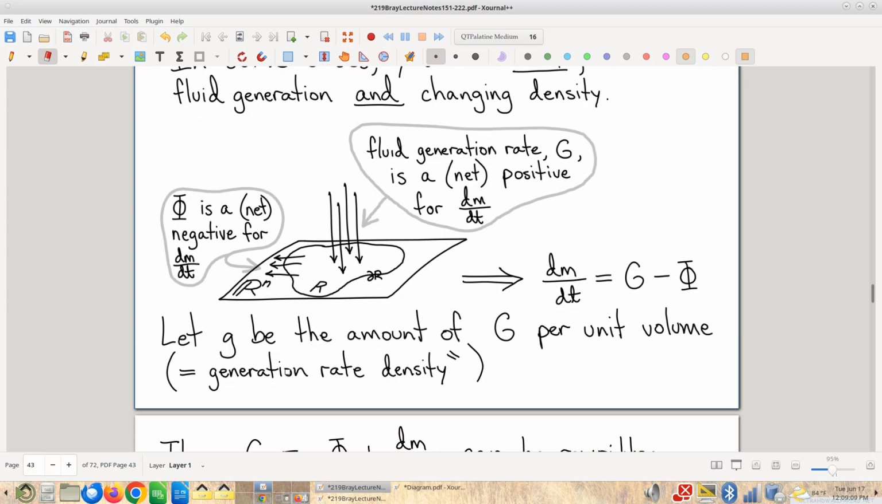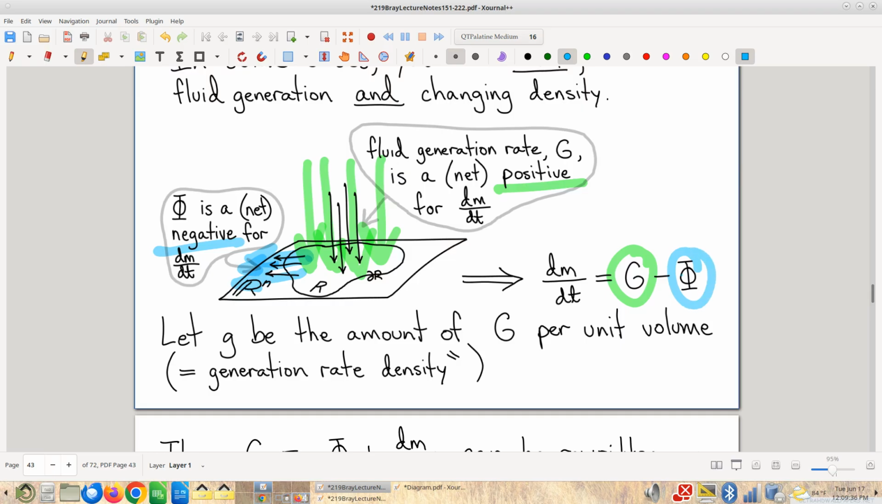And anyway, I make the modest observation here that however much fluid is being generated, however much fluid is coming in from the outside, that is a positive contributor to the amount of stuff in your region, right? And to whatever extent the fluid is leaving, to whatever extent you have flux, that is a negative contributor to how much stuff you have. How many squirrels are in your region there? Well, flux means you're losing squirrels, and G means they're having lots of babies. Is that cool? Yes.